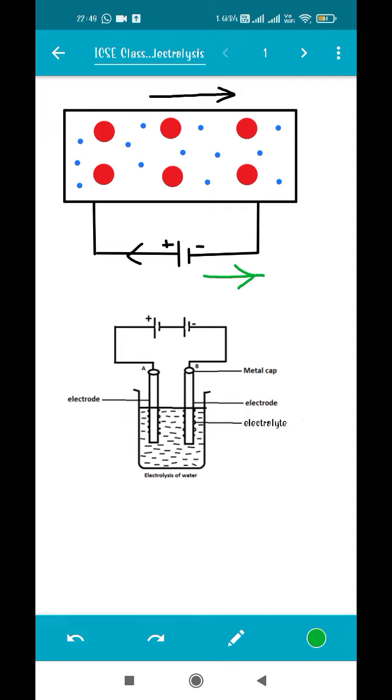So what happens? The movement of electricity is the movement of electrons, and the movement of current is just the opposite. In this case, like I showed you with the green color, the electrons were moving from the negative end to the positive end. The current will move from the positive terminal to the negative terminal, as shown by the black arrow. So the black arrow actually represents the movement of current, but the green arrow which I just drew represents the movement of electrons.